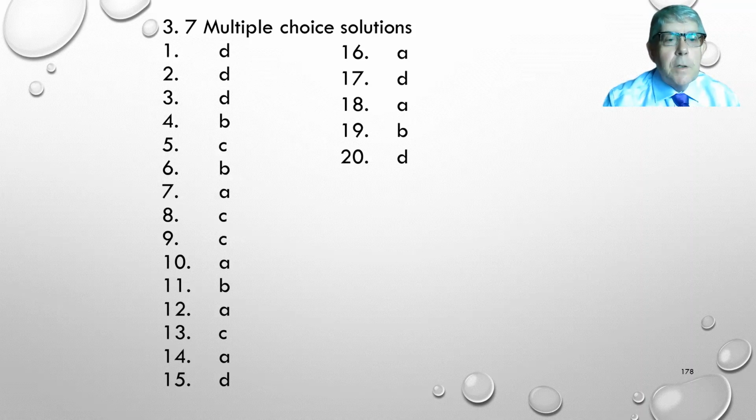Well, that brings us to the end of 3.7. All that remains is to check your answers. So here we go. 1, D, 2, D, 3, D, 4, B, 5, C, 6, B, 7, A, 8, C, 9C, 10A, 11B, 12A, 13C, 14A, 15D, 16A, 17D, 18A, 19B, and 20D.